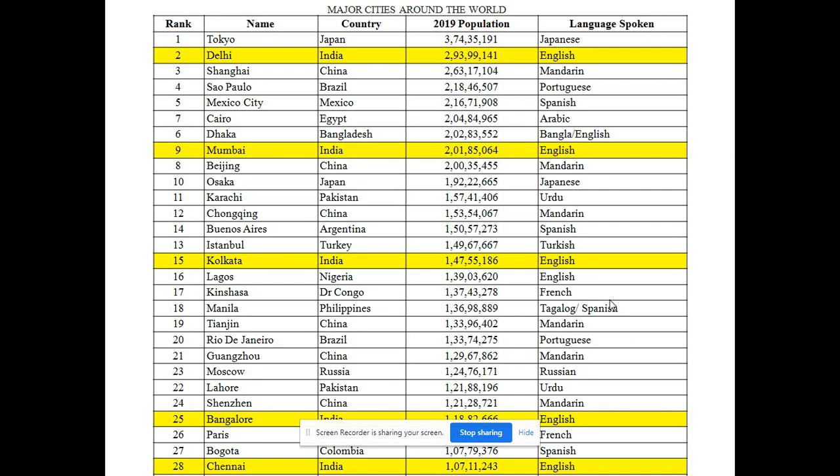The next is your major cities around the world. Now these cities are taken on the basis of 2019 population. We can be happy that we have around 5 cities of India at least in the population index. Yes, we are good in our population. And I've given you the name, the country, the population, and the language spoken.